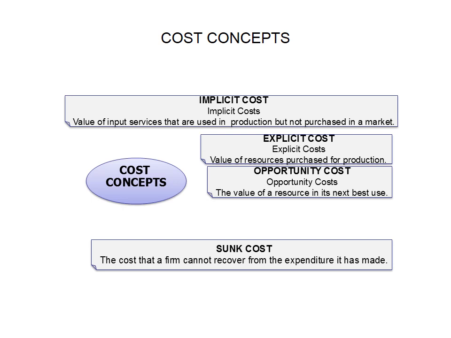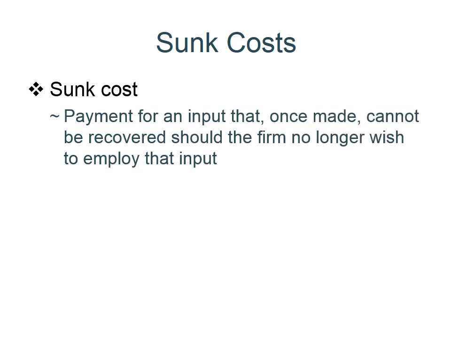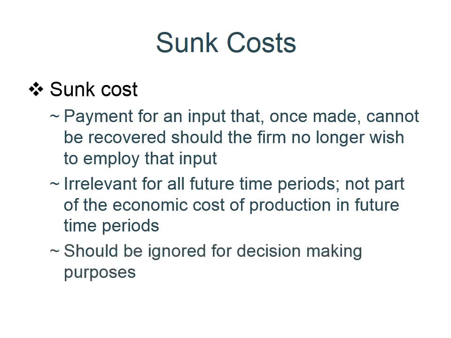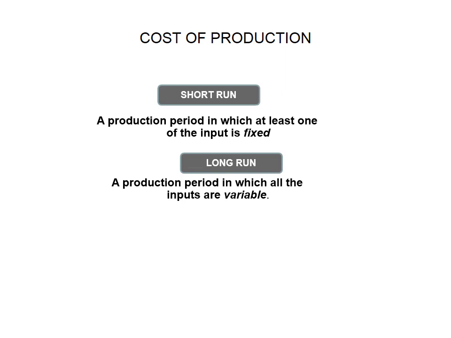And the last one is the sunk cost, the cost that a firm cannot recover. The expenditure is already incurred, that is of no use, and it cannot be recovered. That is sunk cost. Since it cannot be recovered, it cannot be added to the cost of production also. If the firm adds it to the cost of production, then the price will rise so much that the price will not be competitive. So it should be ignored for decision making purposes.